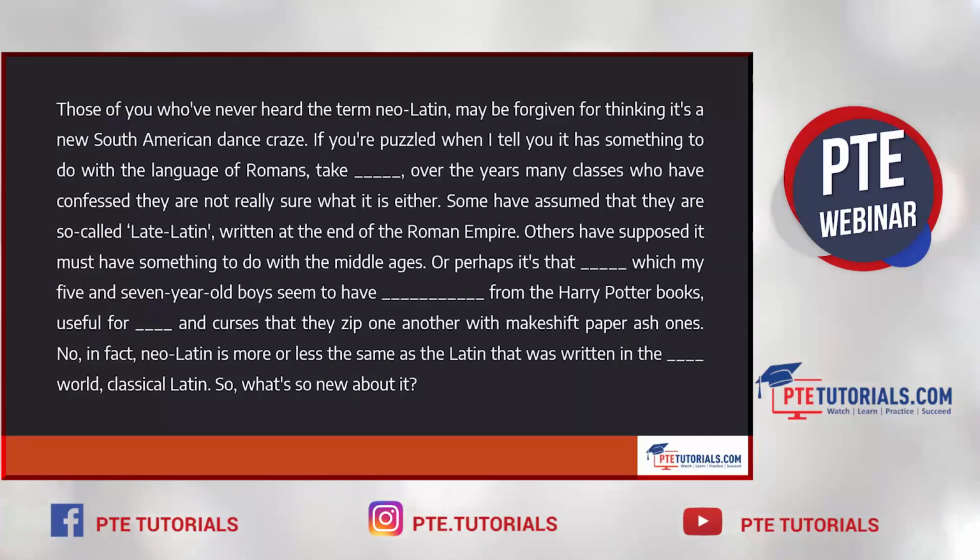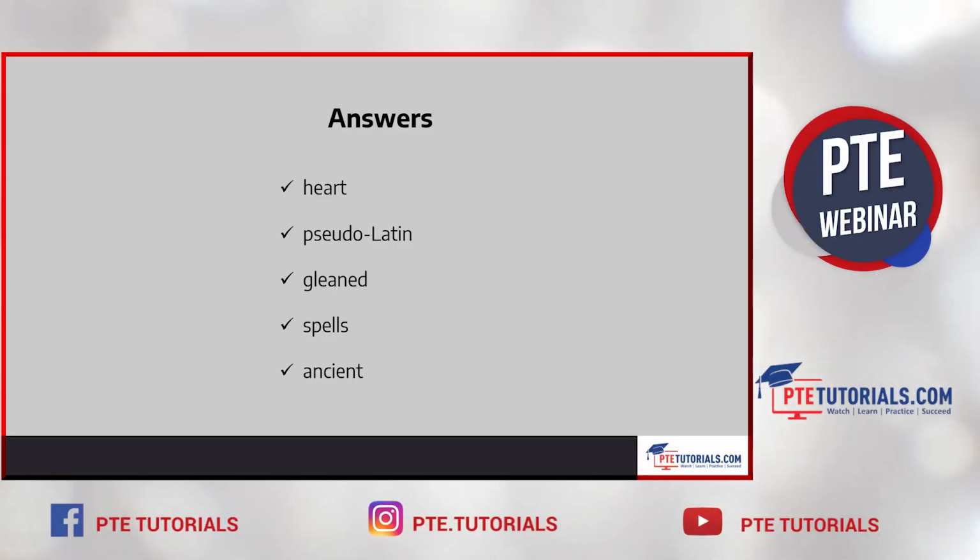And the answers are heart, pseudo-Latin. This is a real exam question, and if you get it in your exam, you have to write pseudo-Latin, PSEUDO-LATIN, with a hyphen and capital L. Gleaned, GLEANED, spells, ancient. These are the answers. Let's move to the next question.